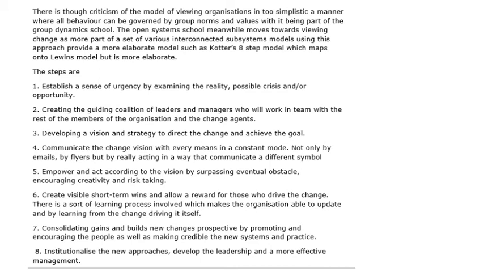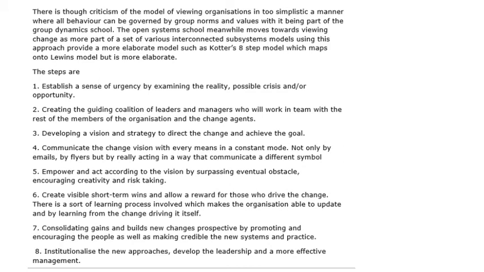2. Creating the guiding coalition of leaders and managers who will work in the team with the rest of the members of the organisation and the change agents. 3. Developing a vision and strategy to direct the change and achieve the goal. 4. Communicate the change vision with every means in a constant mode, not only by emails and flyers, but by really acting in a way that communicates a different symbol.